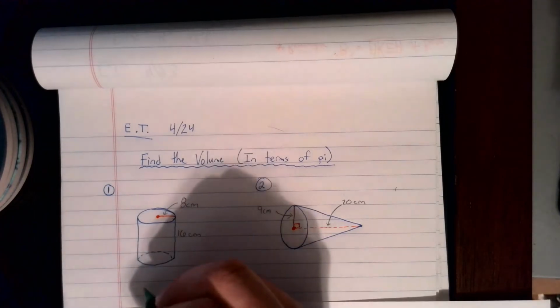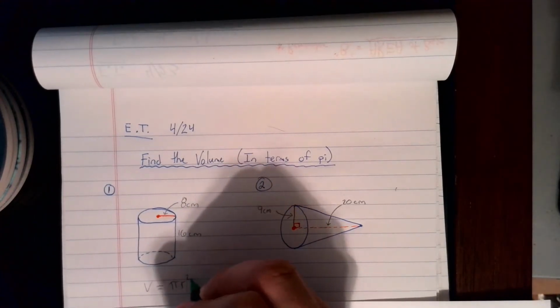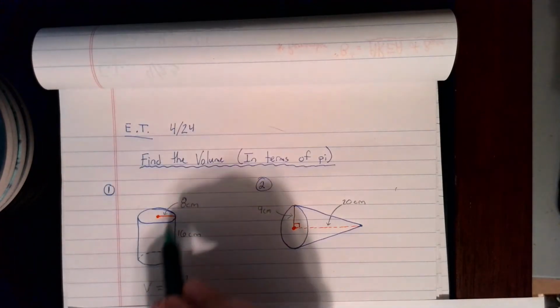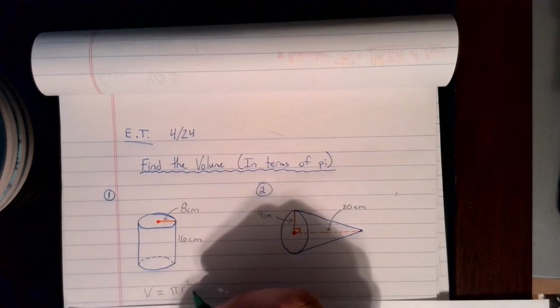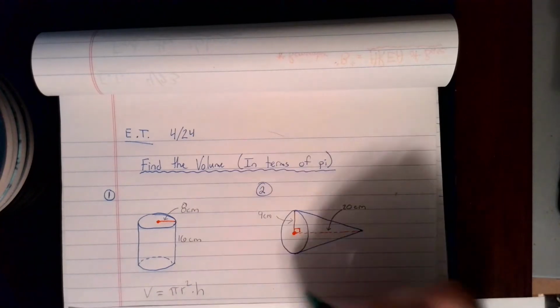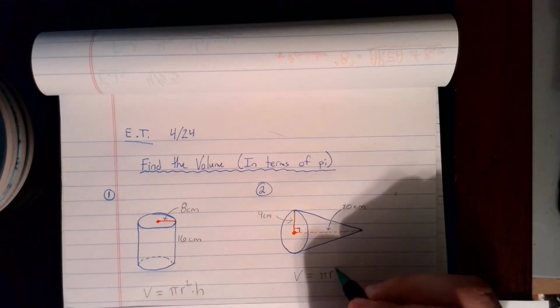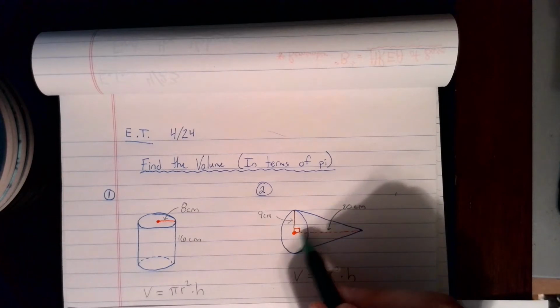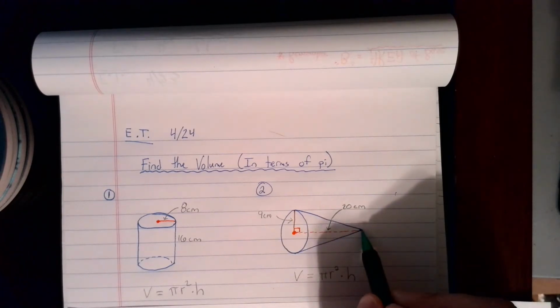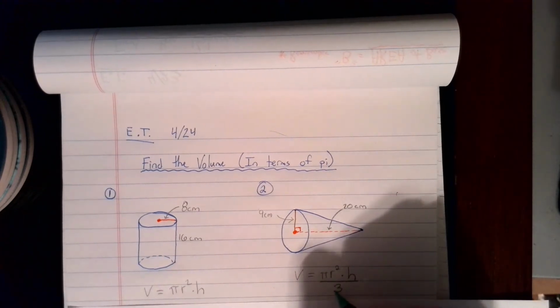Just a reminder of the formulas. The volume of a cylinder is pi r squared, the area of the circle, times the height of the cylinder, which is the distance between the circles. And the volume of a cone is the area of a circle, pi r squared, times h, the height of the cone, which is the distance from the base to the vertex point. That distance right there is the height. But you've got to divide it by 3, the whole thing divided by 3. So there's your two formulas.